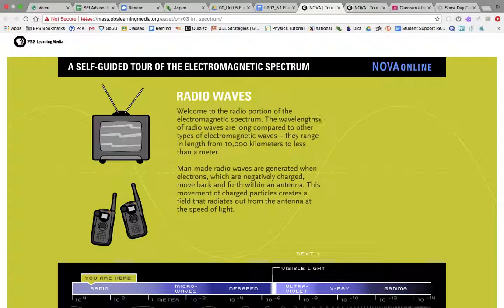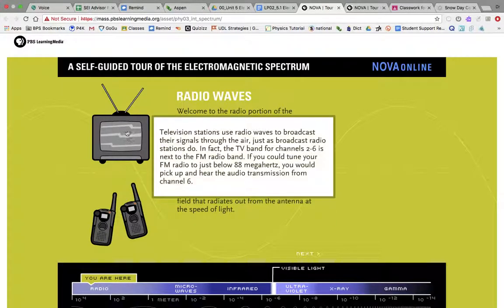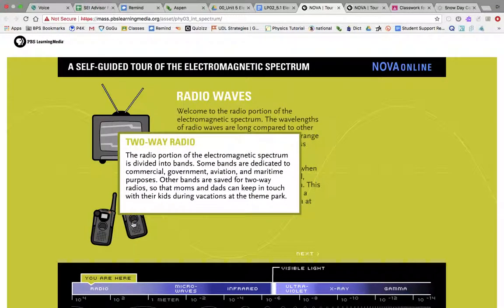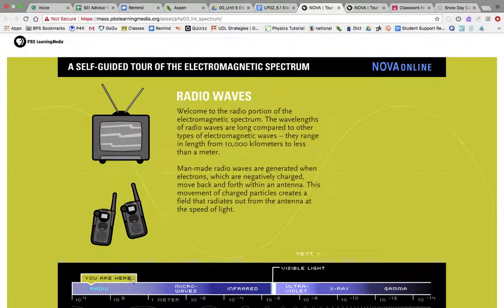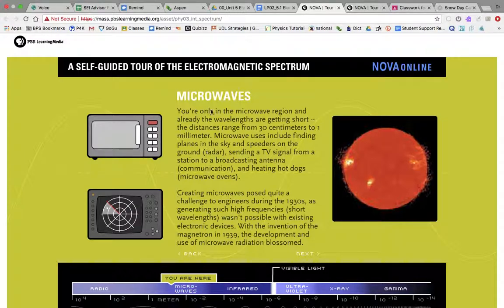And you can find the information for radio waves here to help you complete the activity. And also, if you touch this, it tells you about televisions. Televisions use radio waves. Walkie-talkies or radios also use radio waves. Okay, now I'm going to go to microwaves, or you can click next.